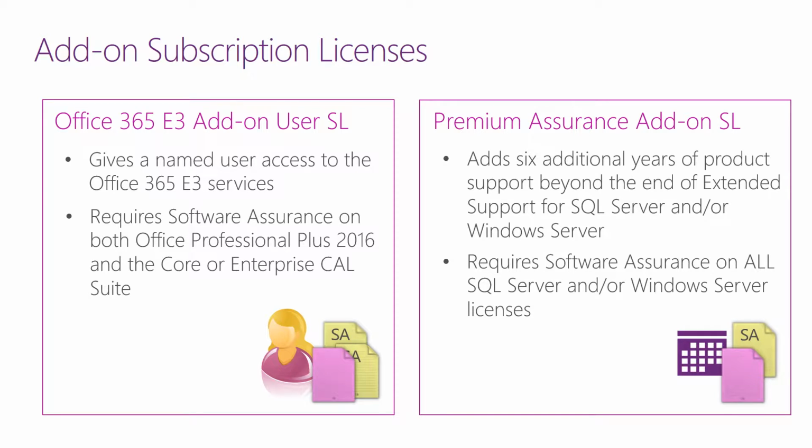From a SAM perspective, it's important to be able to link the add-on SLs with the underlying licenses, and also to ensure that there are processes in place so that if additional SQL or Windows Server licenses are added, further Premium Assurance add-on SLs are also purchased. So when add-on subscription licenses are purchased, it's important to make sure that underlying licenses are also in place.